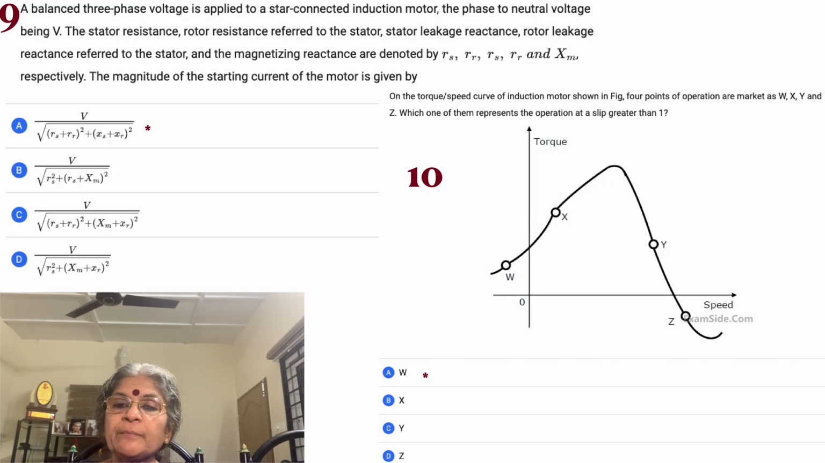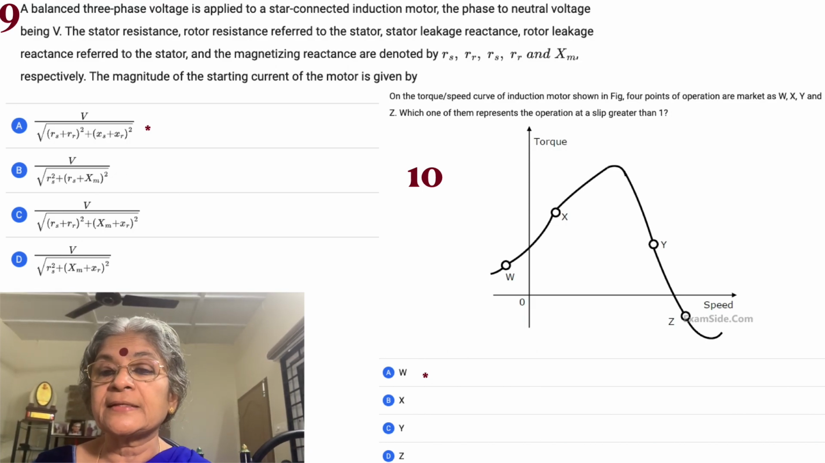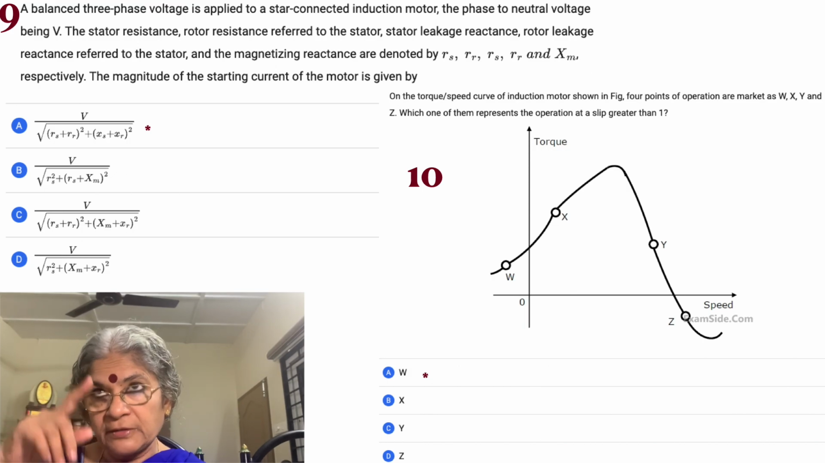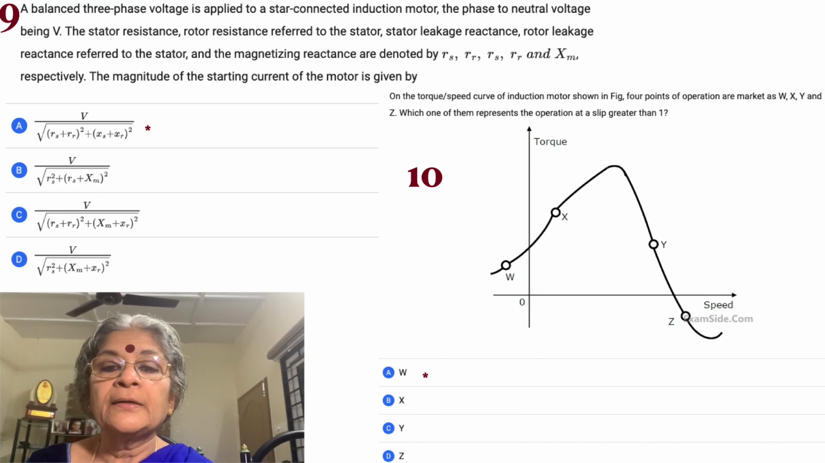Ninth question: a balanced three-phase voltage is applied to a star-connected induction motor, the phase to neutral voltage being V. The stator resistance, rotor resistance referred to the stator, stator leakage reactance, rotor leakage reactance referred to the stator, and the magnetizing reactance are denoted by RS, RR, XS, XR, and XM. XM is the magnetizing reactance, which is in a shunt manner. The rest are all series in nature, just like a transformer's equivalent circuit.